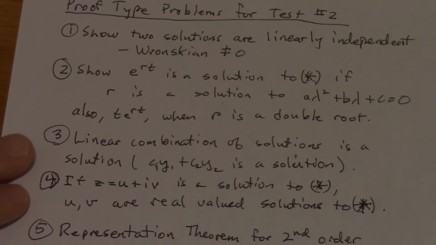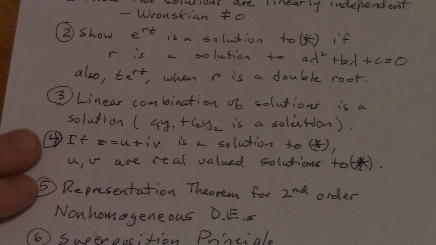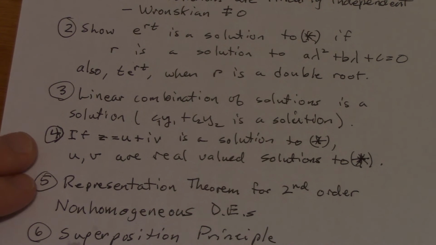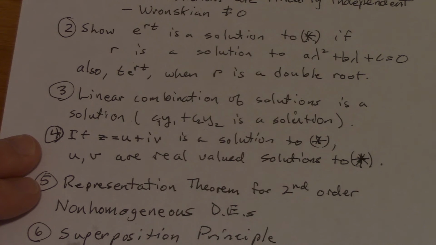So you should be able to show that a linear combination of solutions is a solution. That is that C1 y1 plus C2 y2 is a solution when y1 and y2 are solutions. A lot of you got that confused on the second test with the superposition principle. So those are 2 different things. Okay, number 4 here, show that if, and I didn't write it here, but I'll say it, if z of t, which is represented by u of t plus i v of t, is a solution to star, then u and v are both real valued solutions to star.